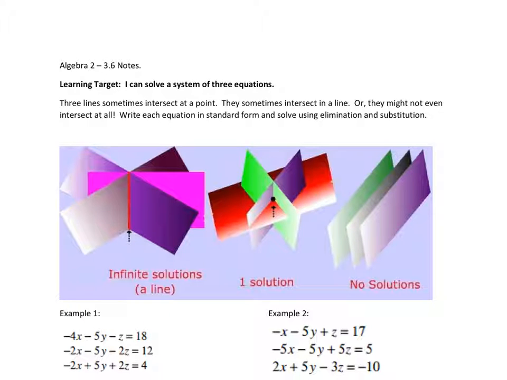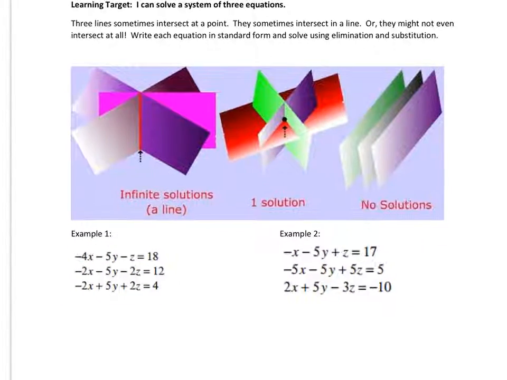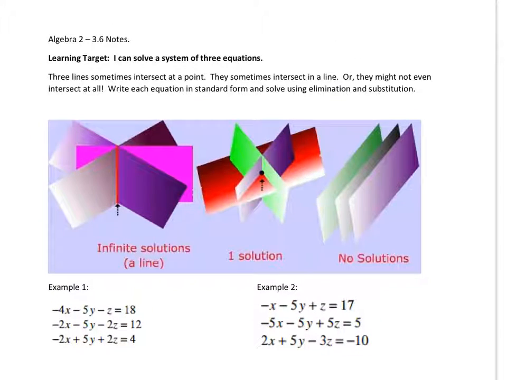So far in Algebra 2, we've done systems of 2 equations and inequalities, but this lesson is about solving systems of 3 equations. So in order to solve a system with 3 variables, you need to have 3 equations. I took this graphic from Math Warehouse. This is showing what can happen when 3 planes intersect.